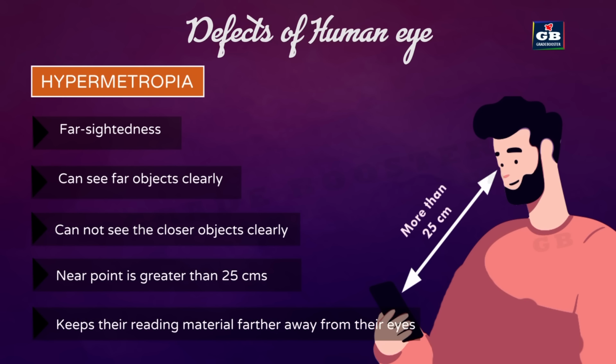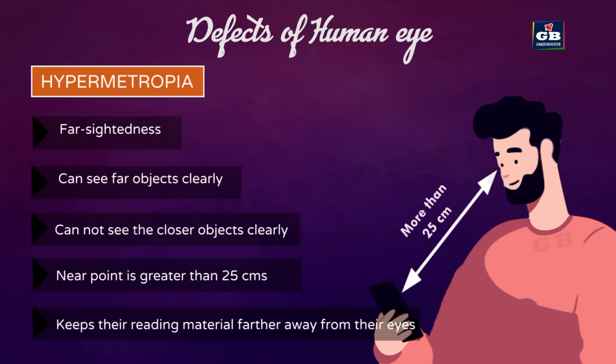So when they read any book or look at their mobile phone, they keep them far away from their eyes and try to read them. So hypermetropic persons always keep reading material much beyond 25 centimeters from the eye for comfortable reading.